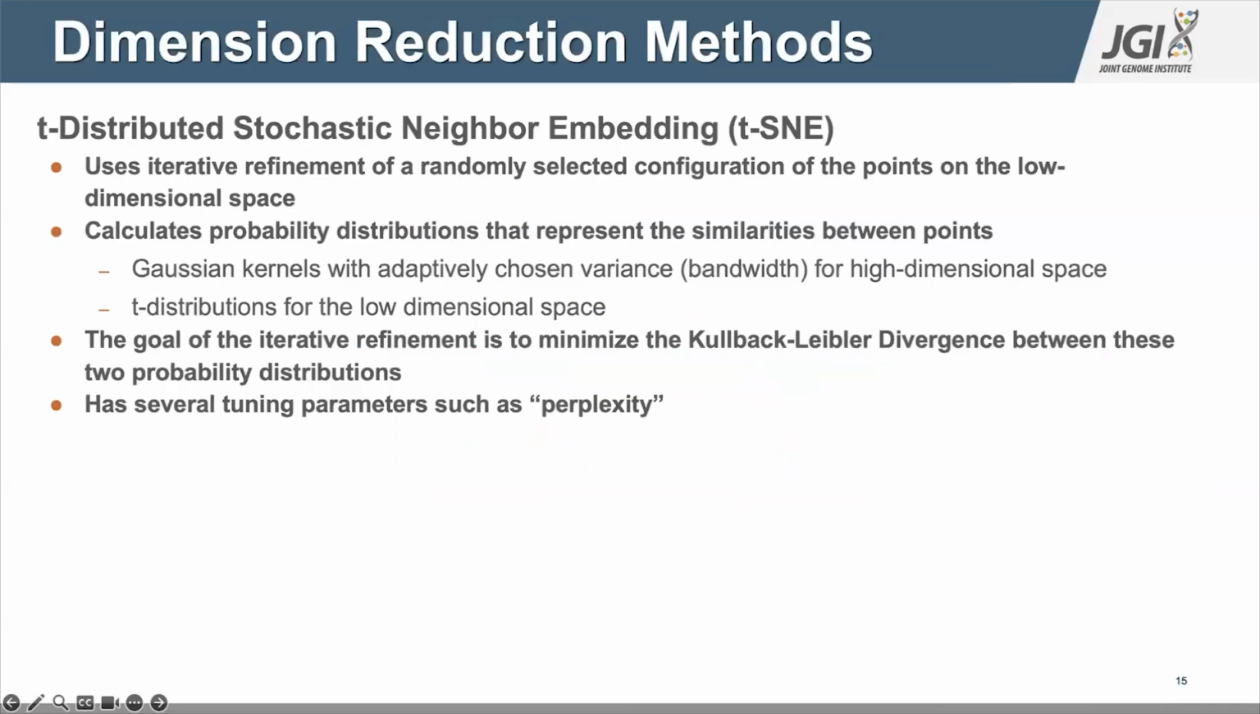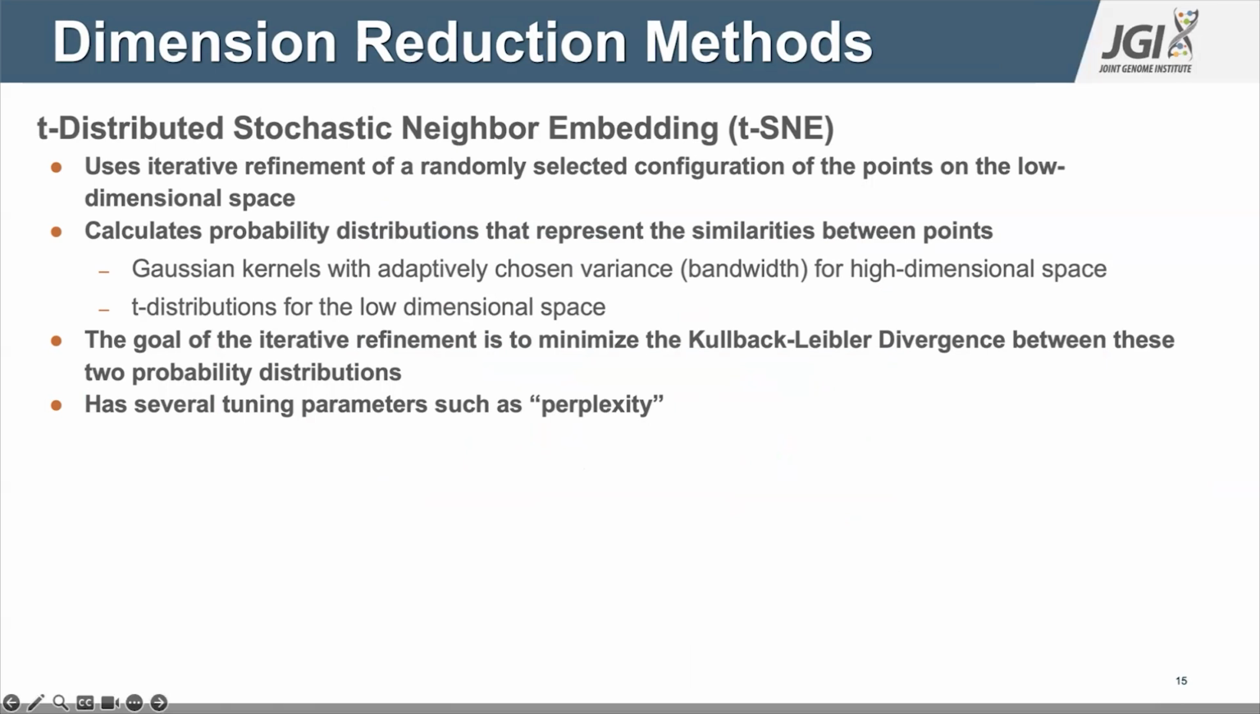So tsne stands for T-distributed stochastic neighbor embedding. The way this algorithm works is similar to NMDS in that it uses iterative refinement of an initial configuration of the data points in the low dimensional space. tsne calculates probability distributions that represent the similarities between points. In the original high dimensional space, it uses Gaussian kernels with adaptively chosen variance or bandwidth, and in the low dimensional space, it uses t-distributions. The goal of the iterative refinement is to minimize what's called the Kullback-Leibler divergence between the two probability distributions, which is just a way of quantifying the difference between two probability distributions.